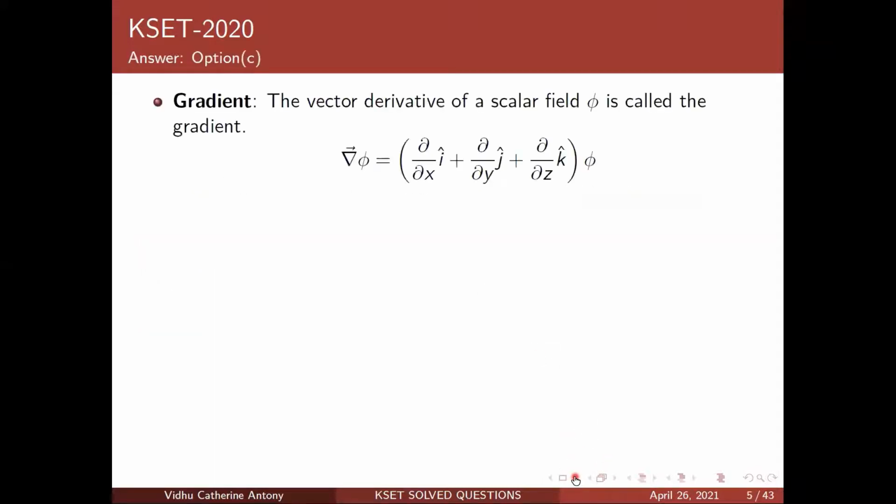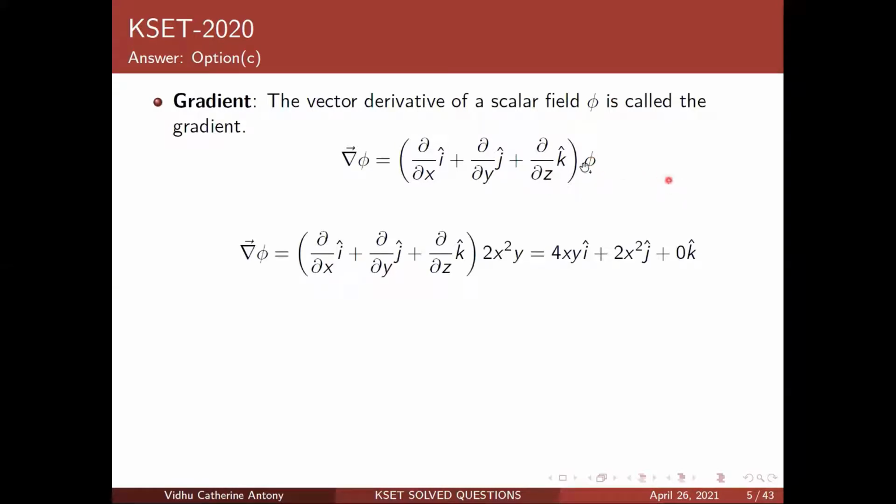Let's look at the gradient. The gradient is basically the vector derivative of a scalar field, phi. This is how the gradient is written: ∂/∂x i cap, ∂/∂y j cap, and ∂/∂z k cap acting on the scalar function phi, which spits out a vector. So you have 2x²y; you take ∂/∂x of this and you get 4xy i cap plus 2x² j cap plus 0 k cap.